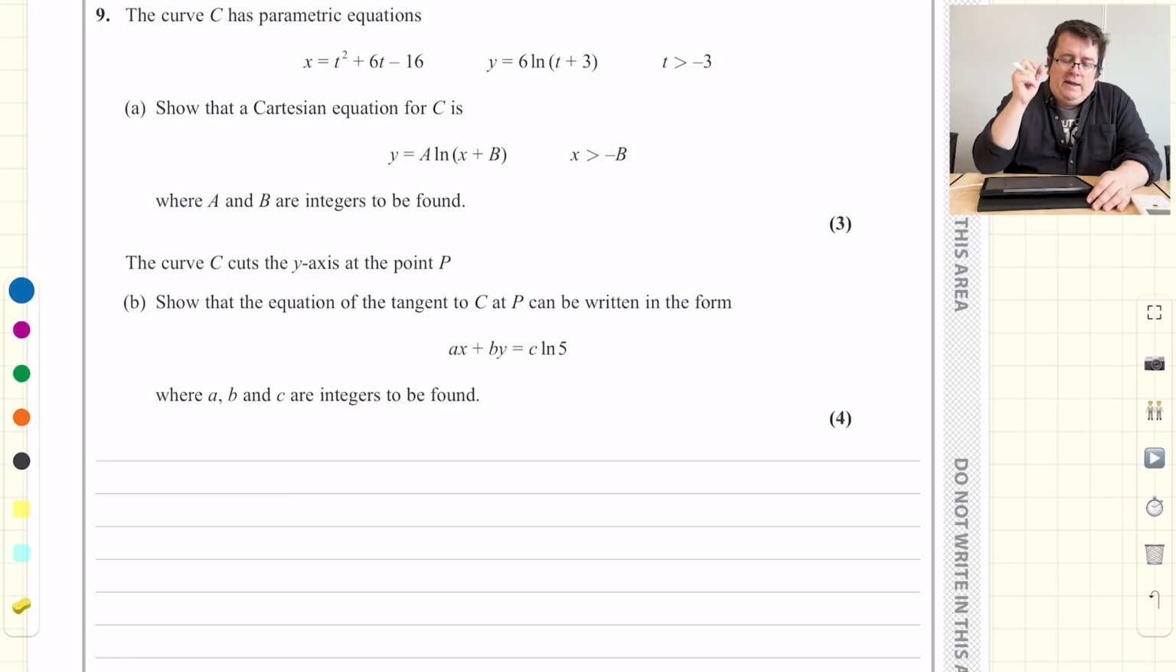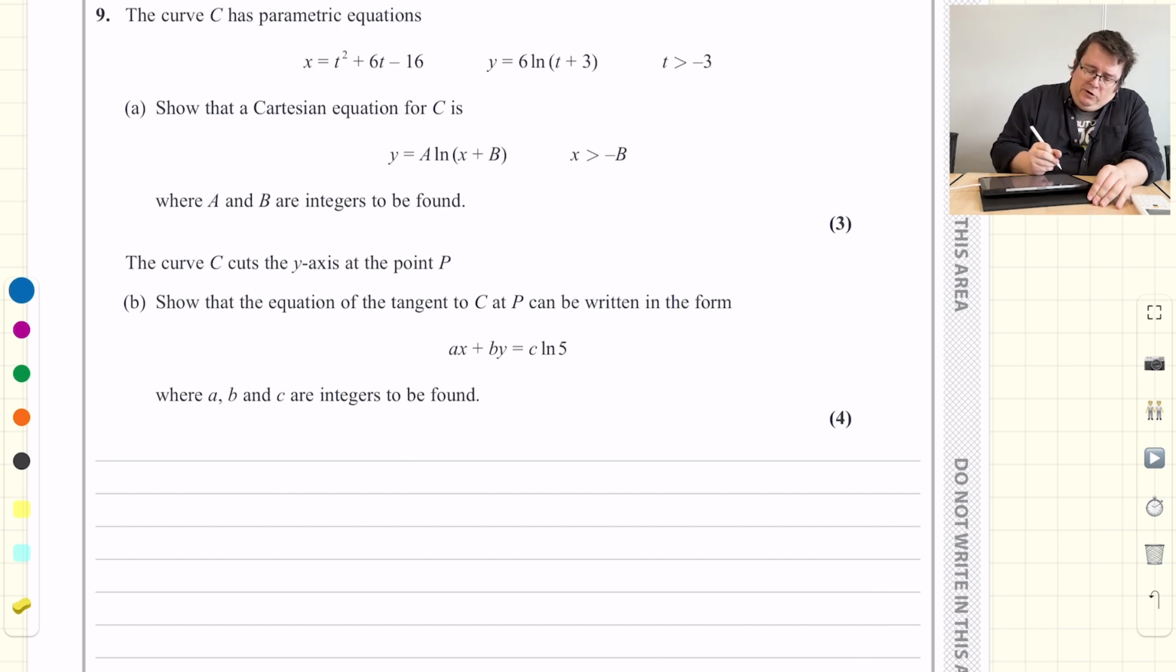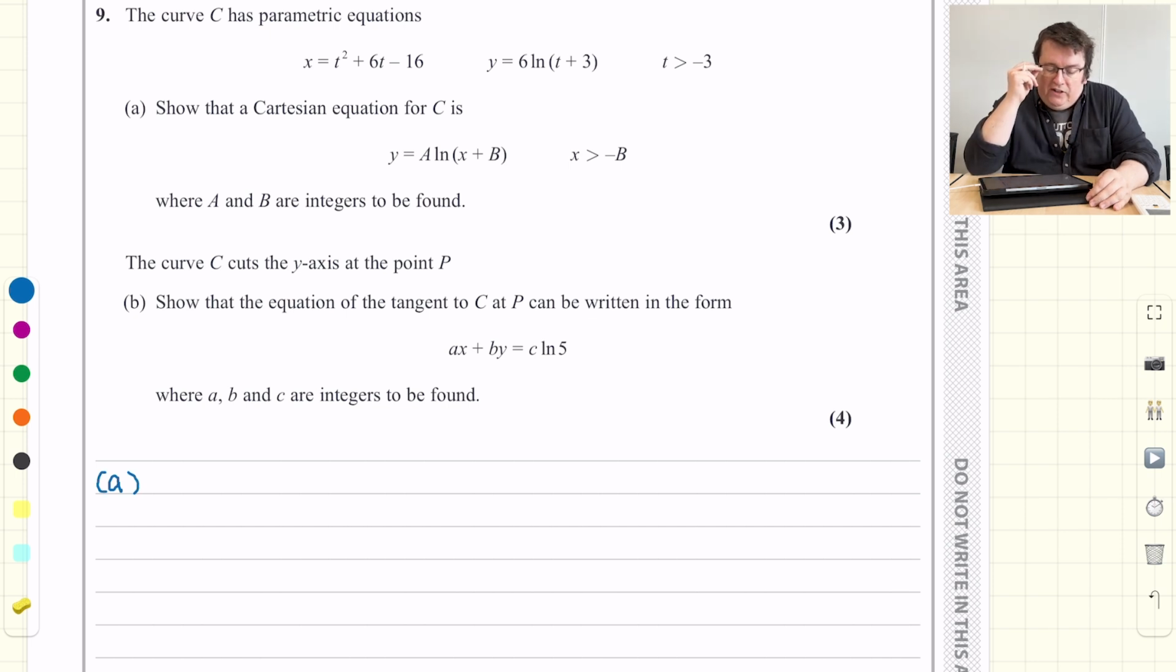So this is question number 9. The curve C has parametric equations x equals t squared plus 6t take away 16, y equals 6 natural log of t plus 3, where t is greater than minus 3. So part A. Show that a Cartesian equation for C is y equals a log x plus b, where x is greater than minus b, where a and b are integers to be found.